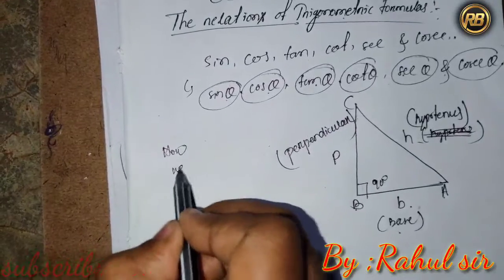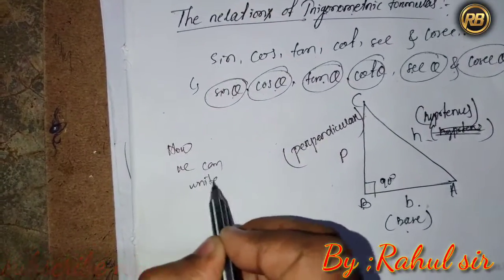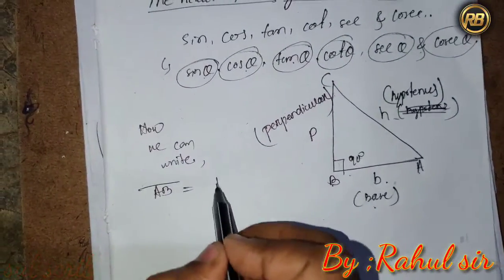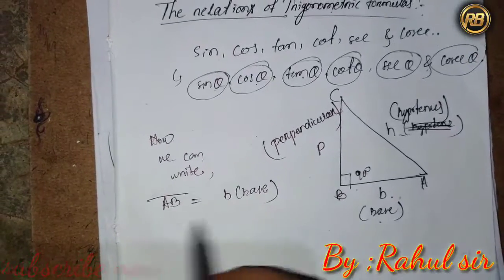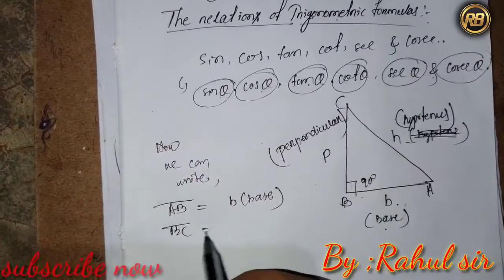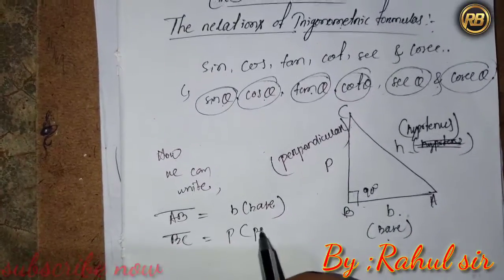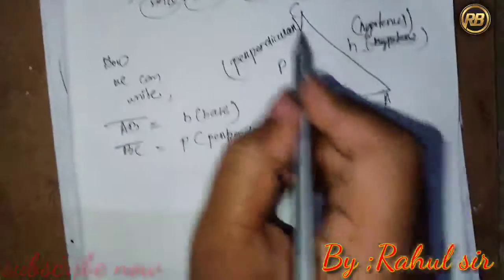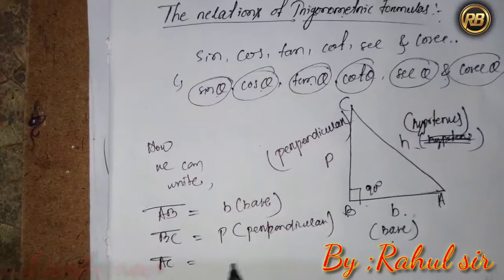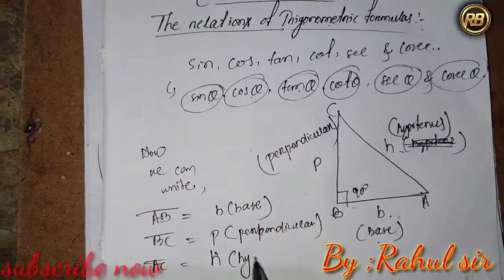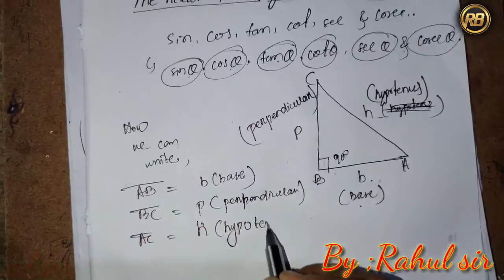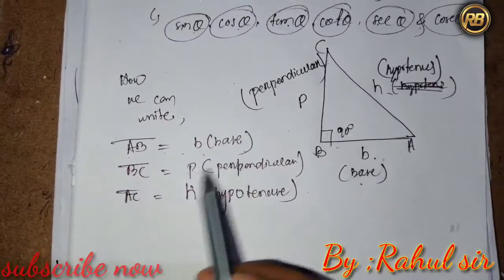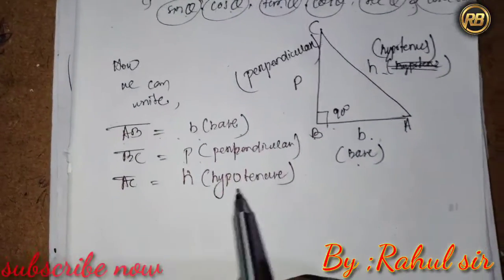Now we can write AB is equal to B, that is the base, BC is the P, perpendicular, and AC is the H, hypotenuse. Now we have AB equal to B base, BC equal to P perpendicular, AC equal to H hypotenuse.